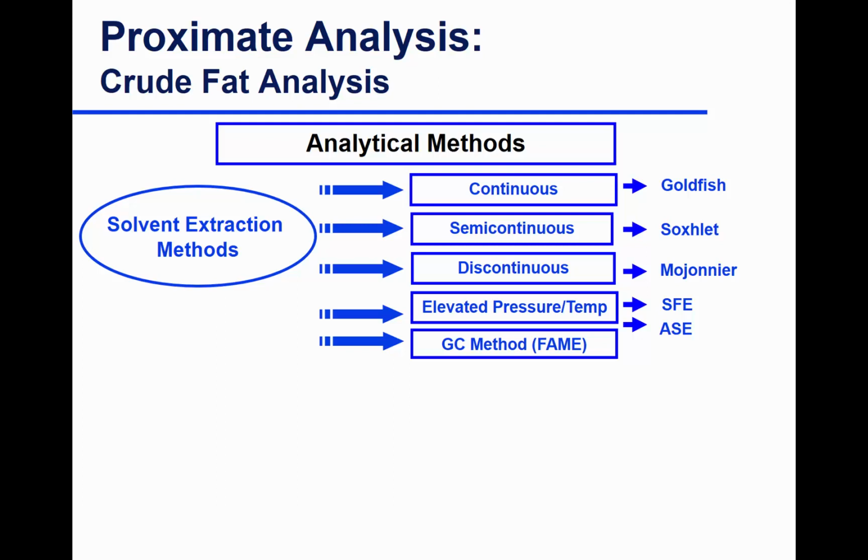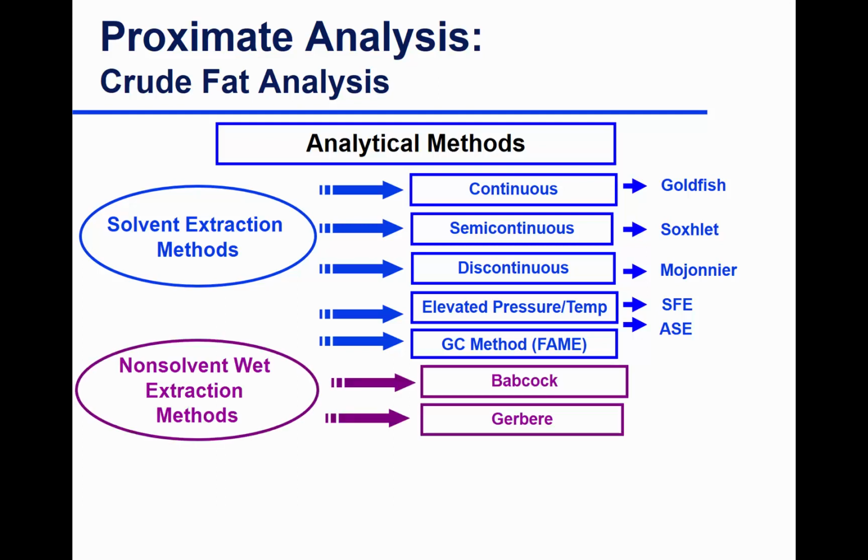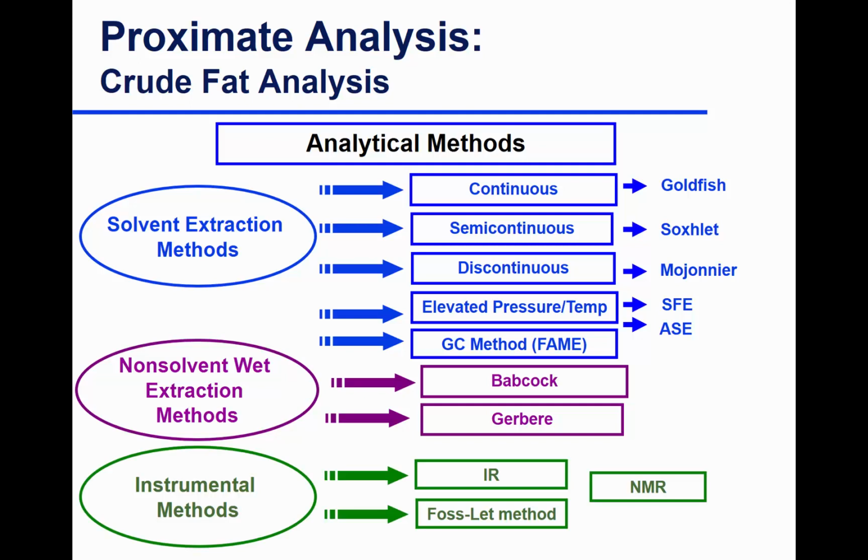So we'll talk about this. And the GC method, so you would extract the fat and then you would do saponification and esterification to get free fatty acids, and then analyze all of your fatty acids to back calculate your lipid content. Non-solvent extraction or wet extraction, we have two that we'll talk about today. And then instrument methods, NIR or mid-IR, NMR, and Foss method. And we'll talk briefly about them.